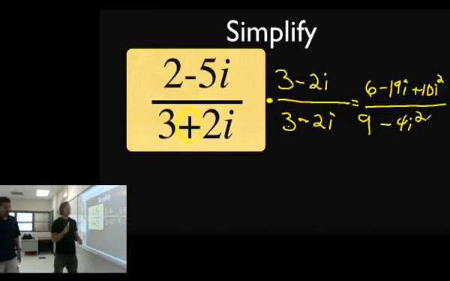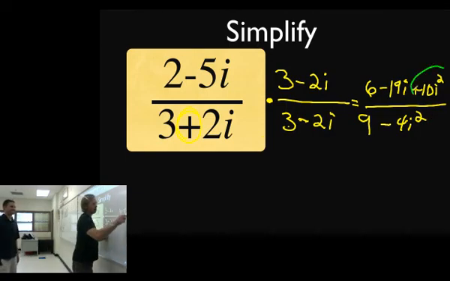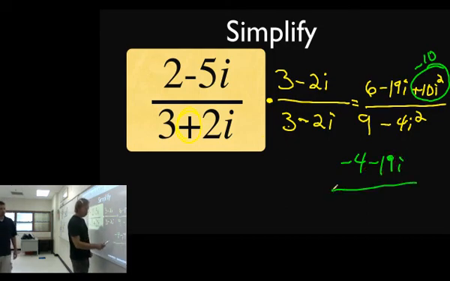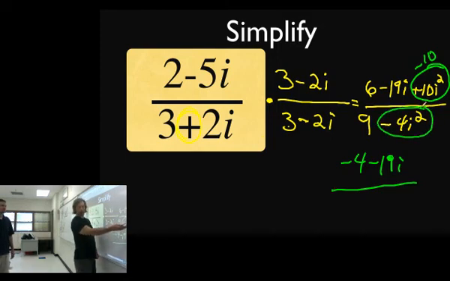Clean up, clean up, everybody, everywhere. Remember, i squared is negative 1, so positive 10i squared is the same as minus 10. So we have 6 minus 10 is negative 4, minus 19i over, negative 4i squared. i squared is negative 1, so negative 4 times negative 1 is positive 4. So this is actually plus 4.